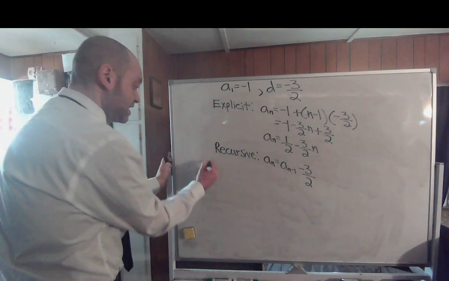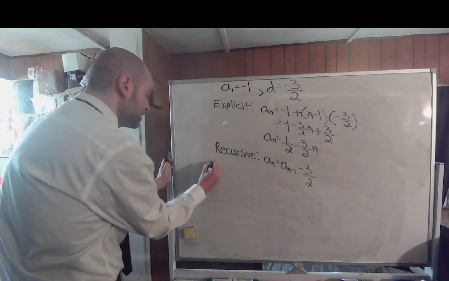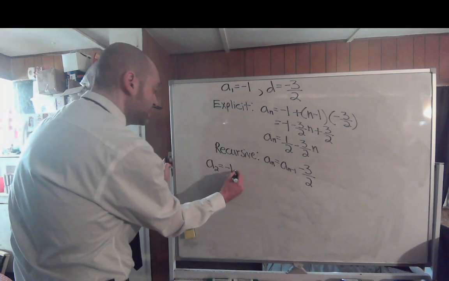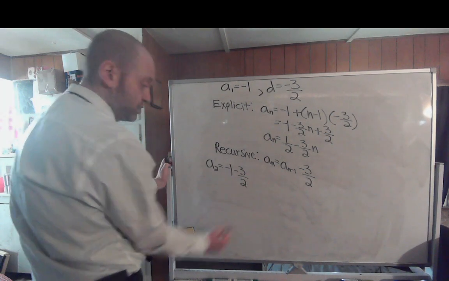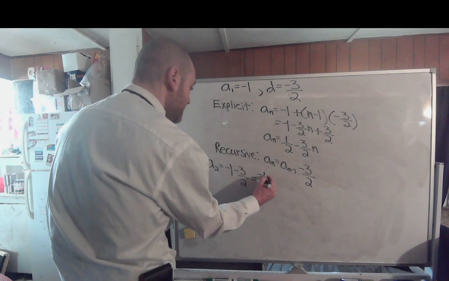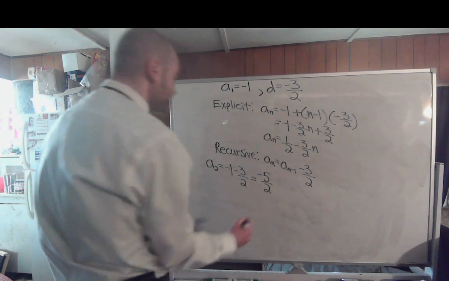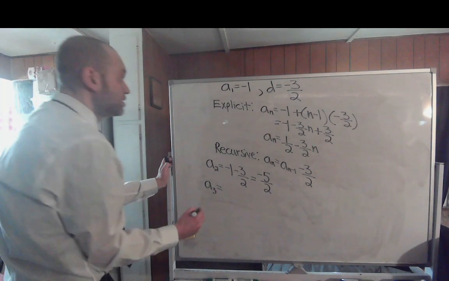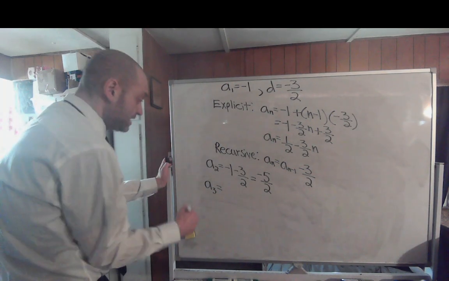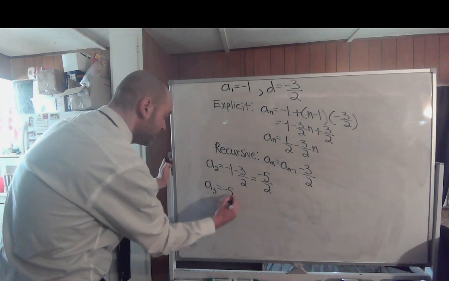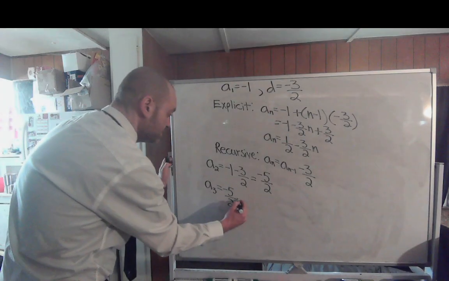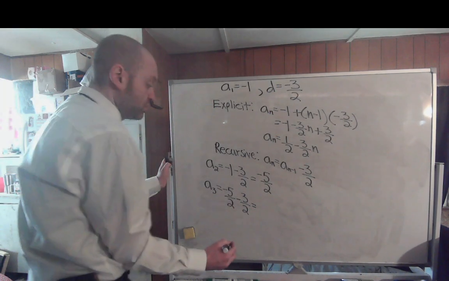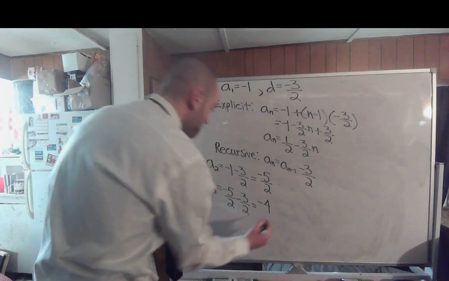Now let's find the first 5 terms of the sequence. We know the first term, so let's find the second term. That would equal the first term of negative 1 minus 3/2, which would give you your second term, which would end up being negative 5/2. Now let's take and find your third term. So that's going to be your second term of negative 5/2 minus 3/2. That would give you negative 8/2, which is simply negative 4.